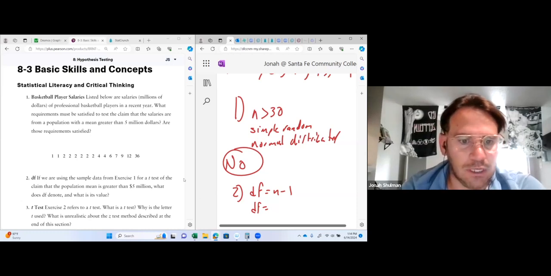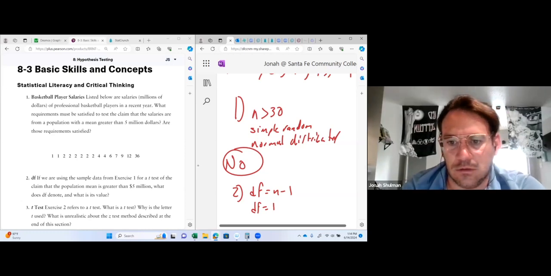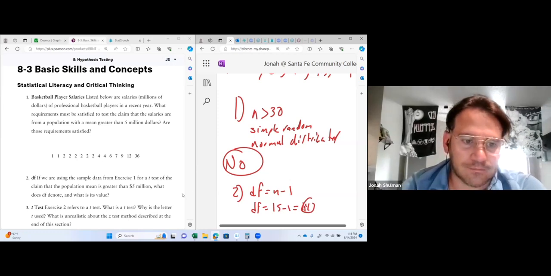But basically, we have 1, 2, 3, 4, 5, 6, 7, 8, 9, 10, 11, 12, 13, 14, 15. Our degrees of freedom here is 14. It basically just means we can get all of the values when one of these is missing.